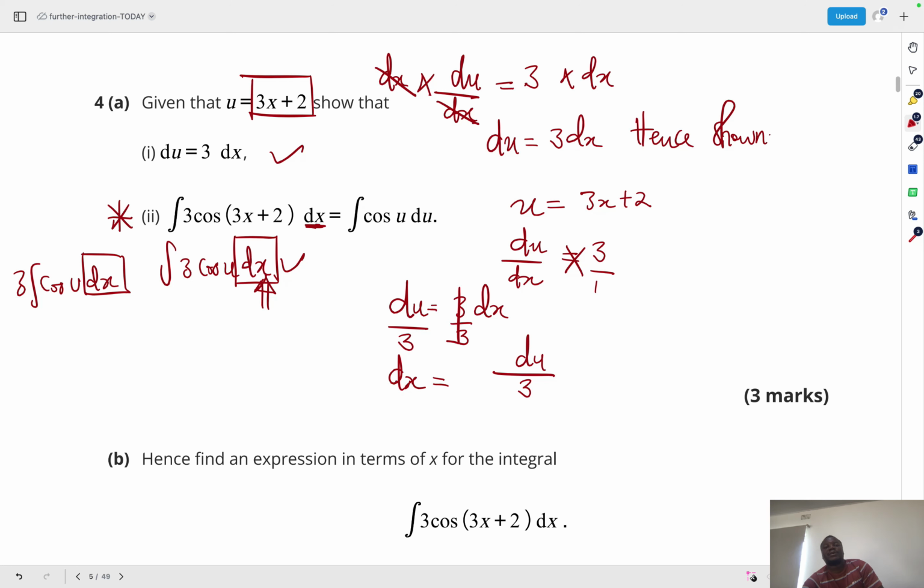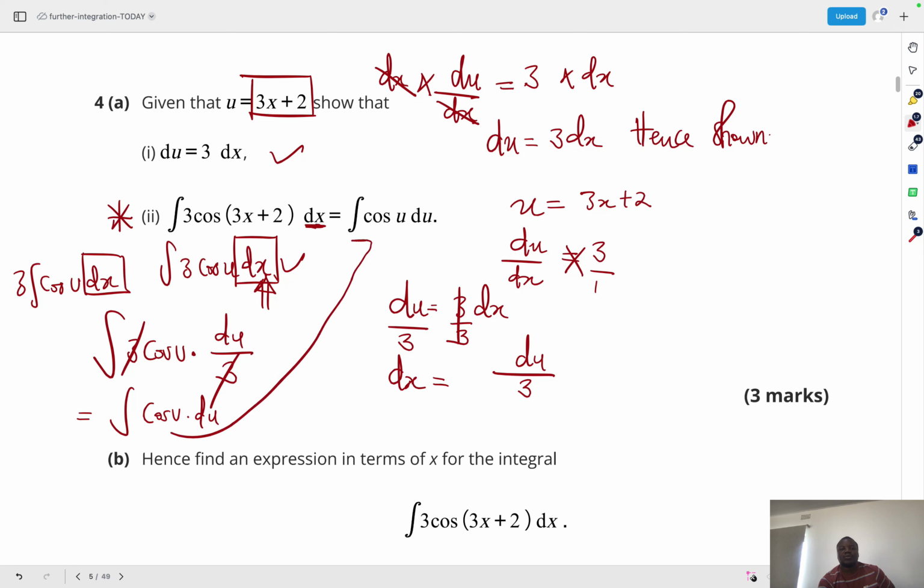So now, instead of dx here, we are going to have the integral of 3 cos u times dx, which is actually du over 3. So we are going to have du over 3. If we do that, that 3 and that 3 are going to cancel, which leaves us with the integral of cos u du, which is what they are asking us to show.